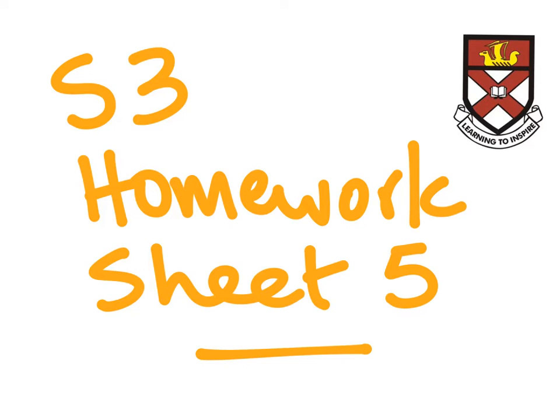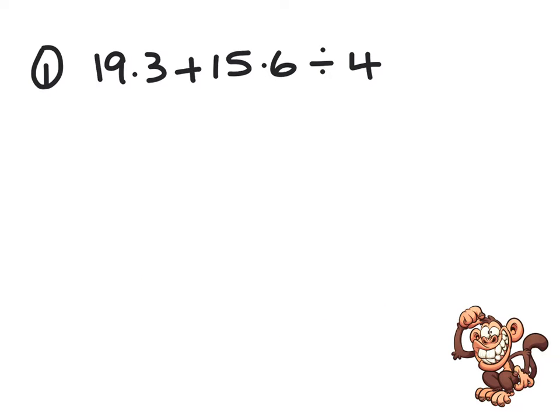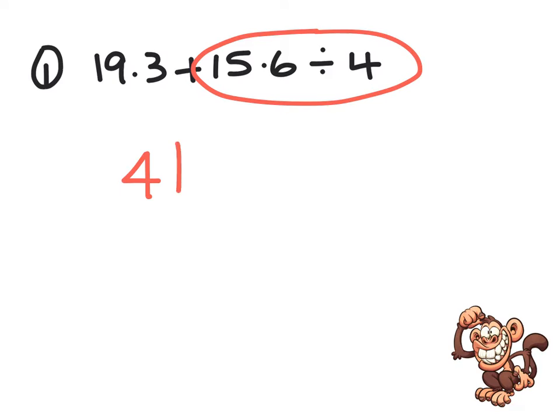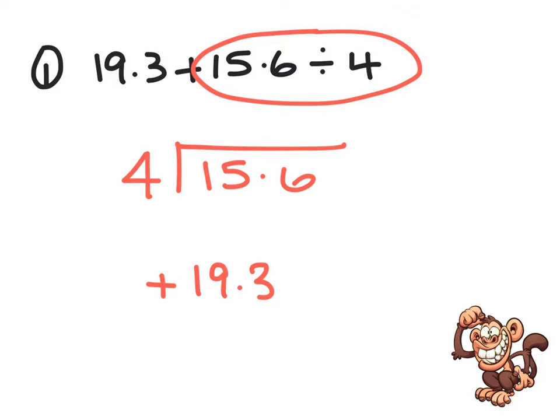Okay, here we go, some hints for sheet 5. The first question is a BODMAS question once again, so there's a divide sum in the question, so we're going to do that first of all. So a little bridge sum, how much does 4 go into 15.6? Get your answer and add that on to 19.3. Should be a nice easy start.